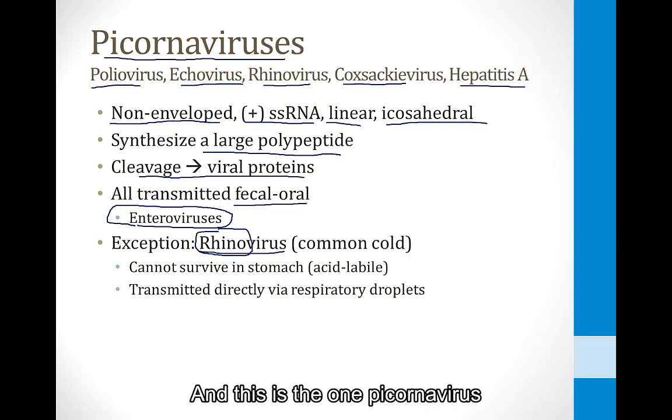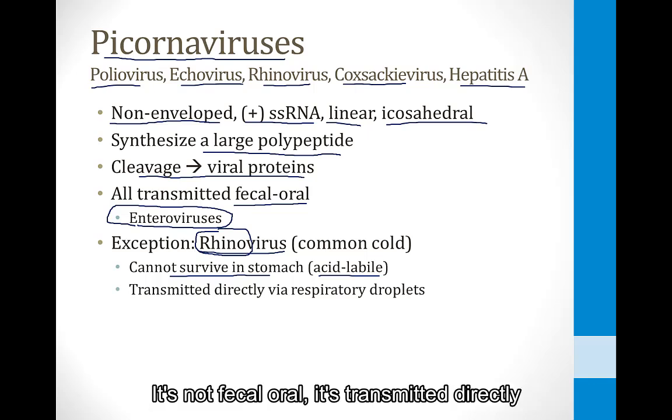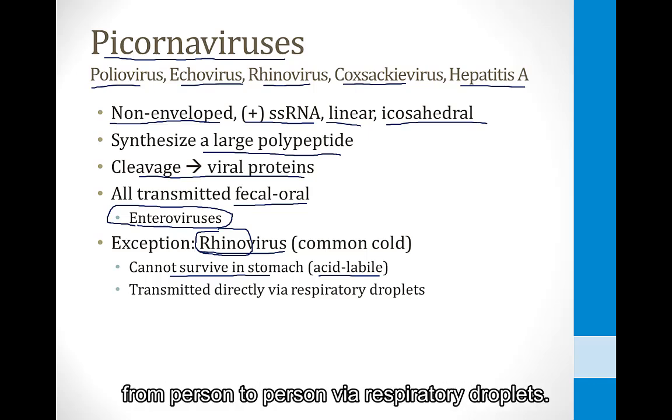And this is the one picornavirus that can't survive in the stomach. It is what's called acid labile, which means it does not tolerate the acidic stomach environment. So rhinovirus has a different way of being transmitted. It's not fecal-oral. It's transmitted directly from person to person via respiratory droplets.